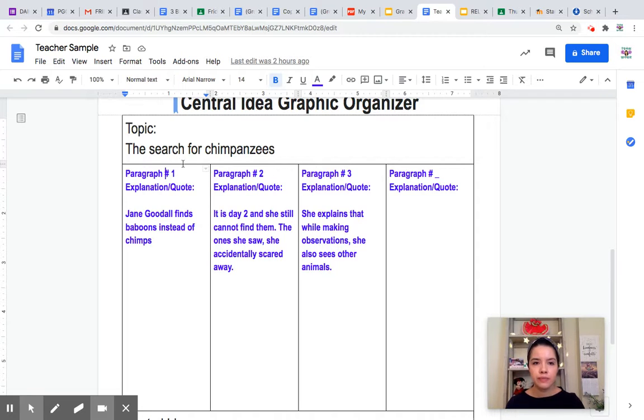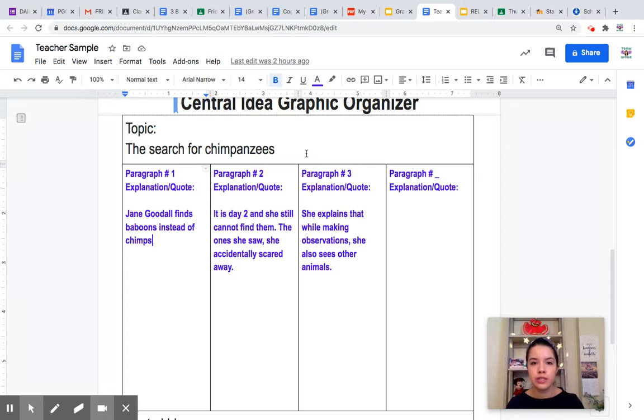So let's take a look. This imaginary paragraph 1, right? We said that Jane Goodall finds baboons instead of chimps. That proves that she is trying to go to the jungle to look not for baboons, but for chimps, right? But she finds the baboons instead. So she's there and she sees baboons, not because she was looking for them, but because she was there for the reason of the chimps, right?